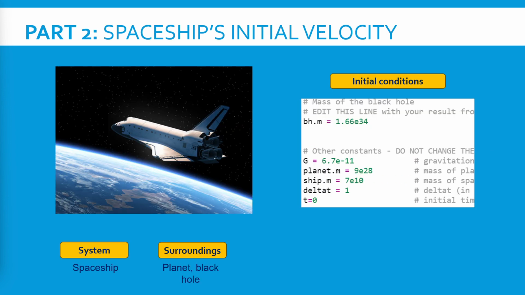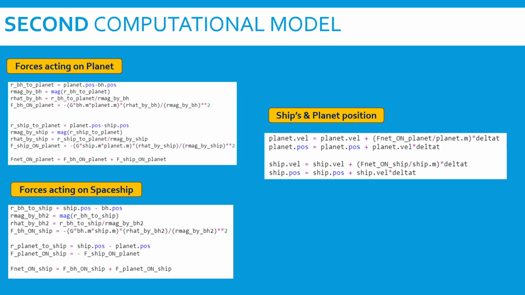For the second part of the experiment, our system is now the spaceship, and the surroundings are both the planet and the black hole. In the code, we plugged in the mass of the black hole as well as other initial conditions that were given to us. On this part, we have the universal gravitational force redefined over and over, but changing which body is the source and which body is the system, so as to get the net force of each body.